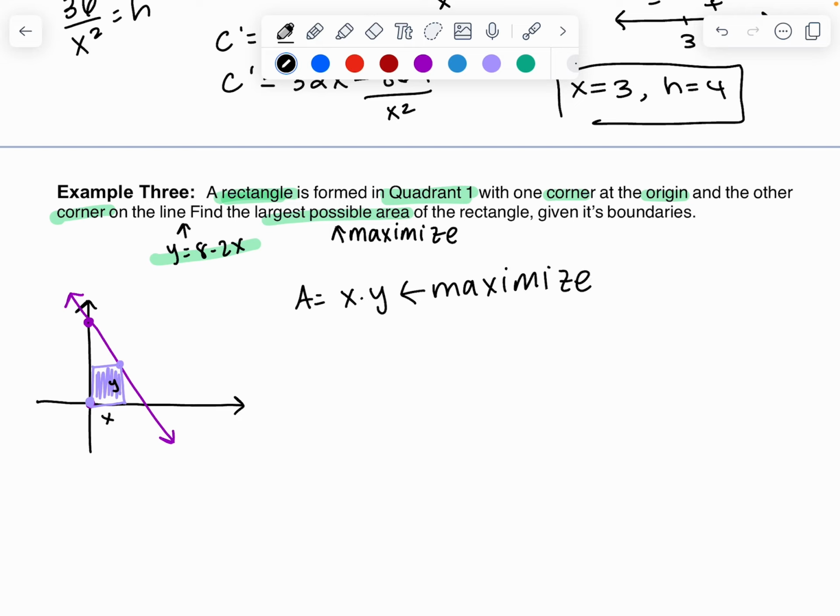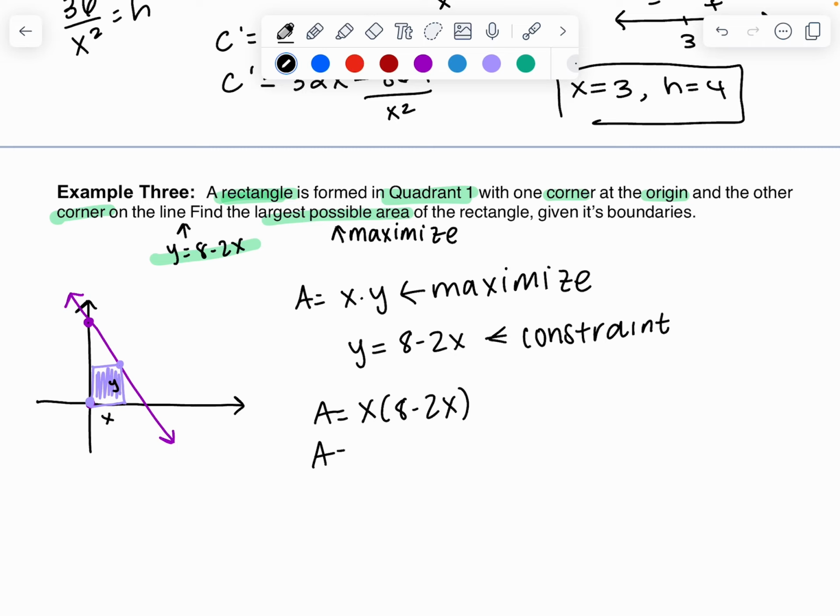Our constraint is actually already given to us. Our constraint is that this corner lies on this line right here. So we know that y has to be 8 minus 2x, because whatever this length x is, if you plug x into the equation, you'll figure out what y is. And so we actually already know our constraint, which is kind of nice for this one. And so now I'm going to combine these two equations, and I'm going to take my constraint equation and plug it in for y. So I'll get A equals, and y was already solved for in this one, so that was really nice, 8 minus 2x.